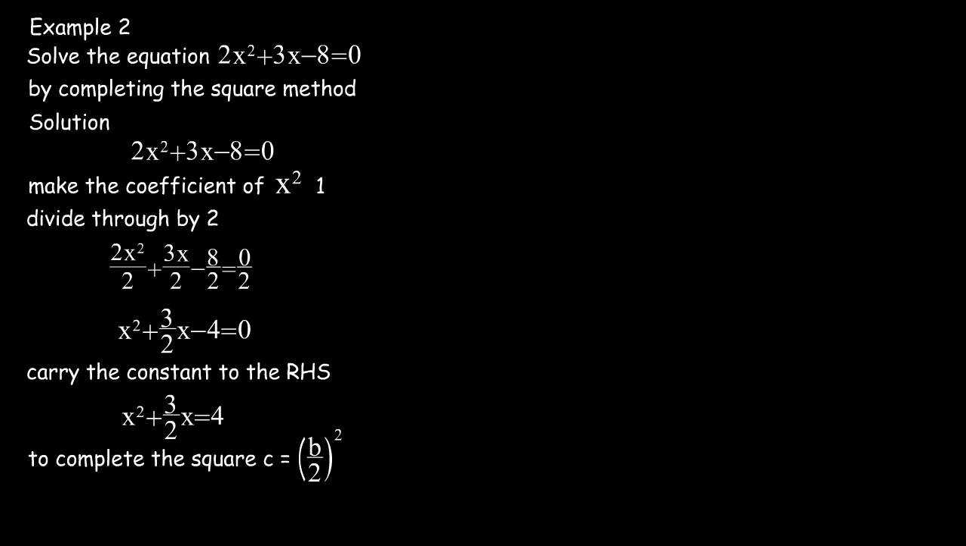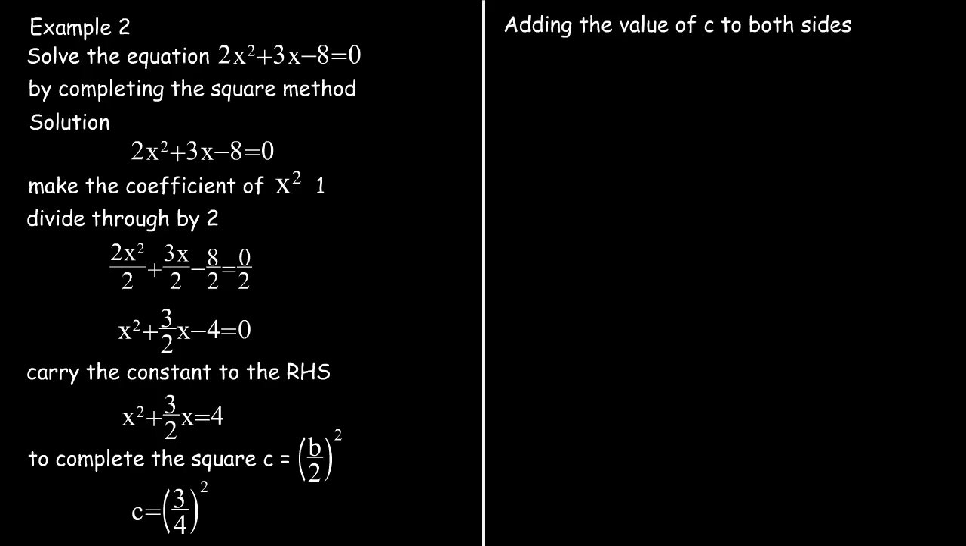Now we are going to be completing our square, that is adding a constant to our left hand side to make it a perfect square, and the constant c will be equal to (b/2) squared. Our b in this case is 3/2, and 3/2 divided by 2 will be 3/4, and when we square it, c will be equal to (3/4) squared. Now adding (3/4) squared to both sides of the equation, it becomes s squared plus 3/2 s plus (3/4) squared is equal to 4 plus (3/4) squared.